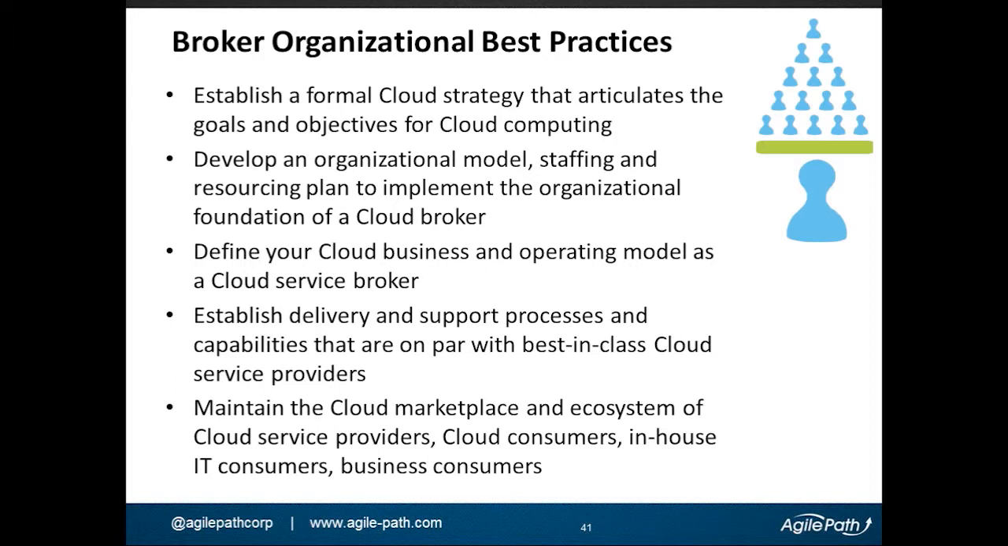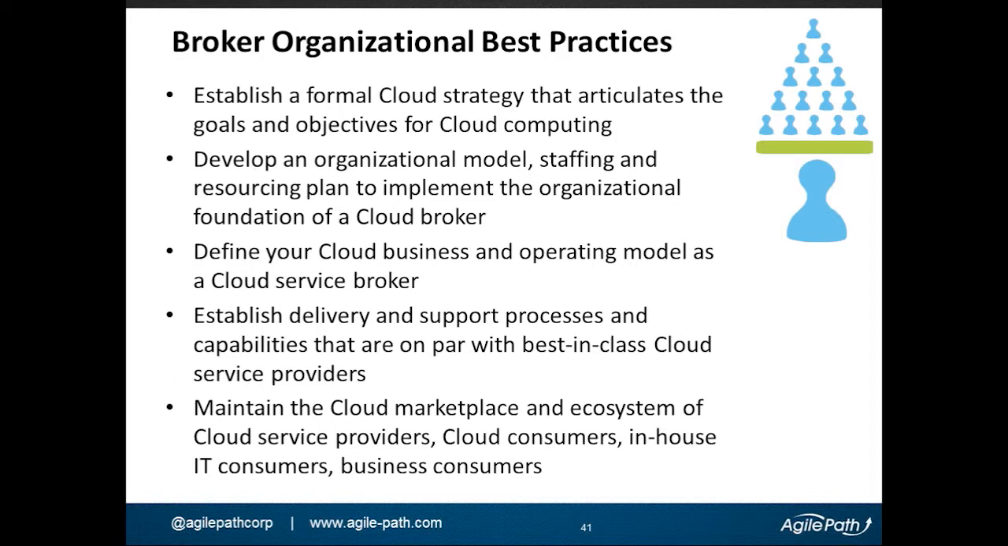Third bullet here is make sure you crisply define the business and operating model of being a service broker. There's a business side to this. I mean, you're doing it for a financial reason. You're doing it to enable your business customers to do things better, faster, cheaper. But you're also doing it as part of an operating model. So there's an operations component to this, and those are organizational and process things that you need to consider.